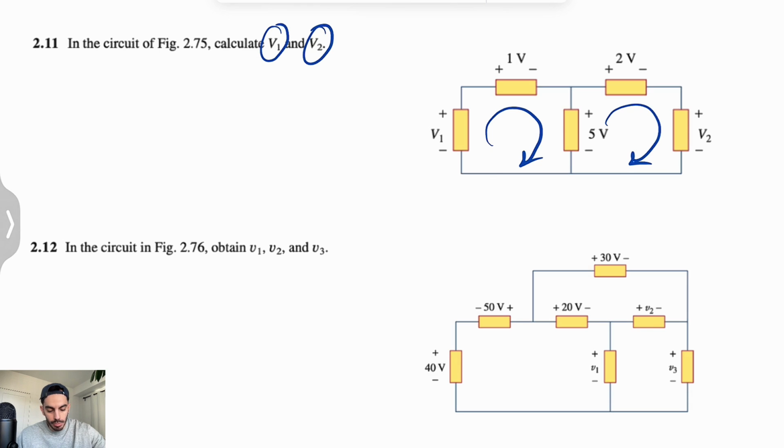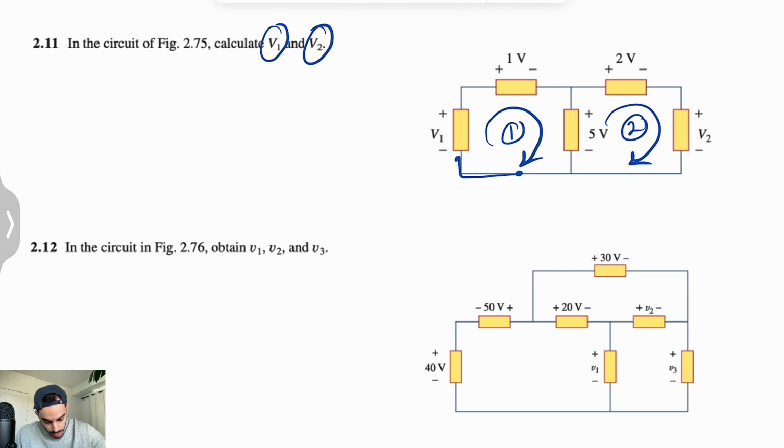So let's start with the first one. We can call this one loop first, and this one will be the second loop. The only thing that you need to keep in mind is that going through this loop, if you enter the negative pole, you have to go with negative, and if you are entering the positive pole, it will be positive. So let's move on from this point.